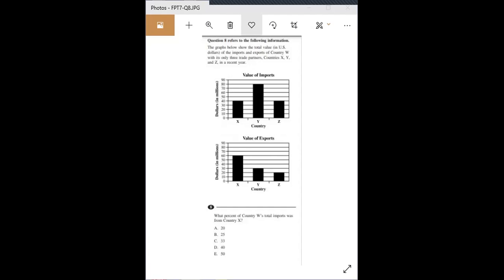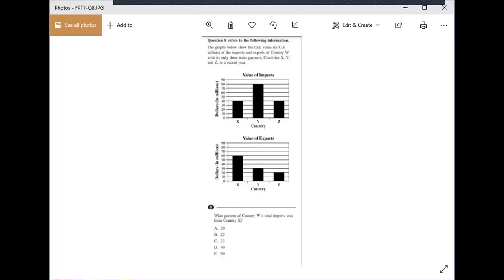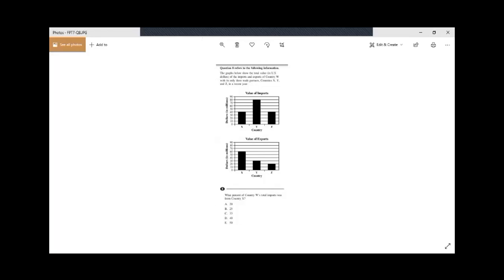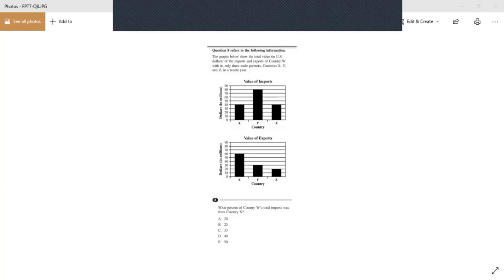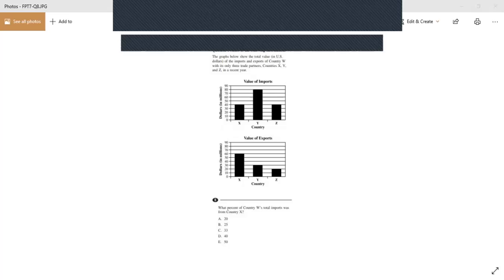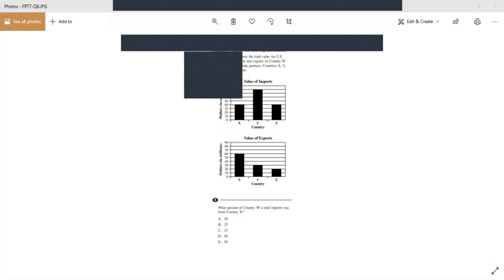Okay, so I am going over one of the problems on the FPT-7 practice HiSET test. This is question number 8, and it's a data analysis question related to using bar graphs to answer questions. This problem will actually combine two skills in math. First, analyzing data using bar graphs, and second, setting up and calculating a percentage. So I am going to annotate this.